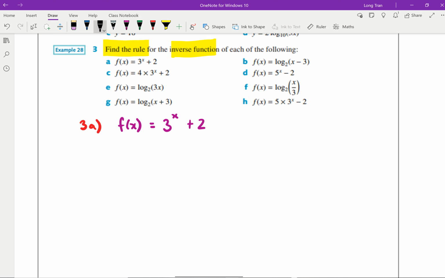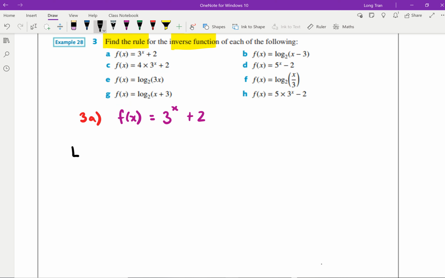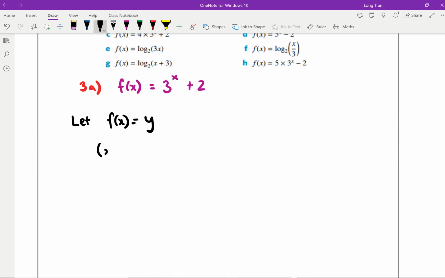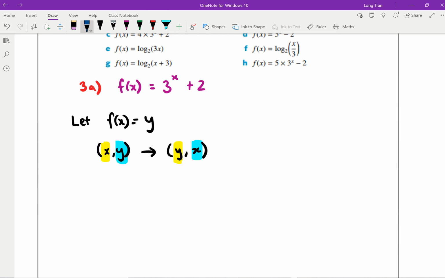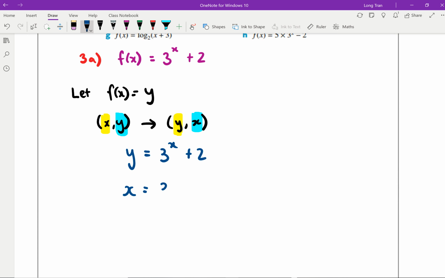Good. This is how I would want you to write it. I would write let f of x equal y, because they're using f of x, and then I would say here that the transformation (x, y) becomes (y, x). So this is what we did last term when it comes to inverse functions. We're saying that x is going to become the y value, and whatever the y value is, it now becomes the x value. Okay, so if we do that, what changes right now is that my equation, which is y is equal to 3 to the power of x plus 2, now becomes x is equal to 3 to the power of y plus 2.